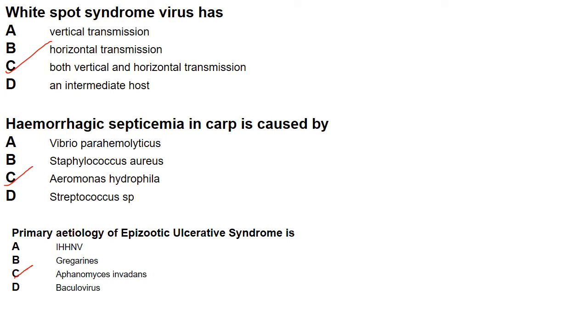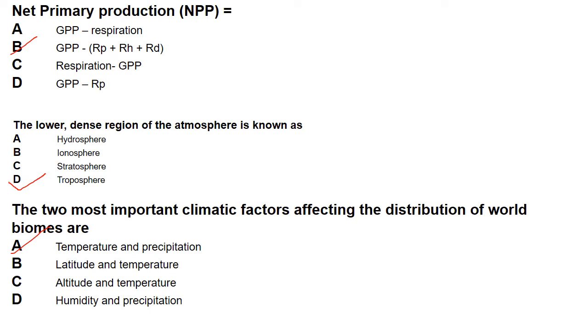Then hemorrhagic septicemia in carp is caused by Aeromonas hydrophila. Answer is C. Primary etiology of epizootic ulcerative syndrome is Aphanomyces invadens. Answer is option C. The net primary production is GPP minus RP plus RH plus RD. GPP is gross primary production, RP is plant respiration, RH is respiration of herbivores, and RD is respiration of decomposers. So net primary production is GPP minus RP plus RH plus RD.